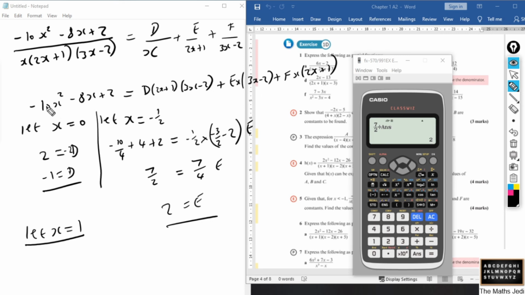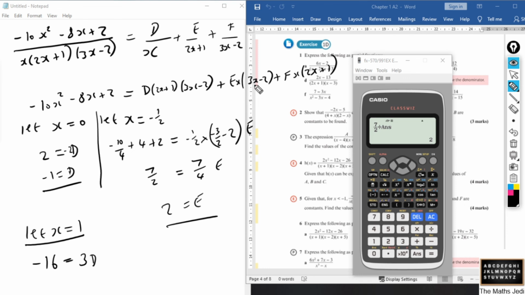So I've got on the left hand side minus 10, minus 8, so that's minus 18, plus 2, that's minus 16. And on the right hand side, I've got 2 lots of 1 is 2, plus 1 is 3, and then that's going to be 3. So this is going to be 3 lots of 1 is 3, minus 2 is 1. So that's going to be 3D.